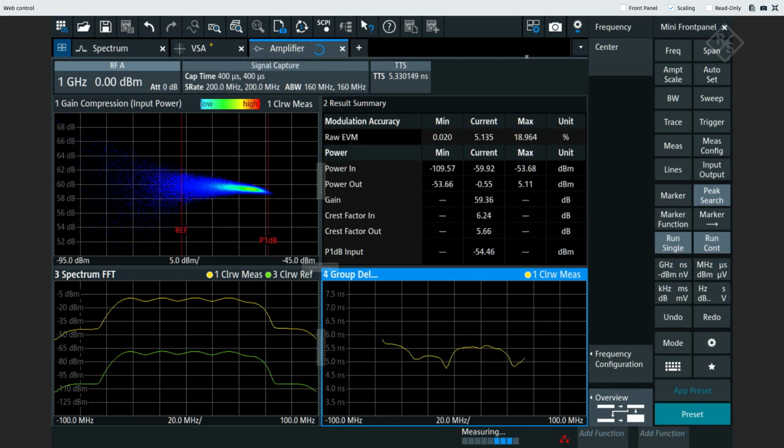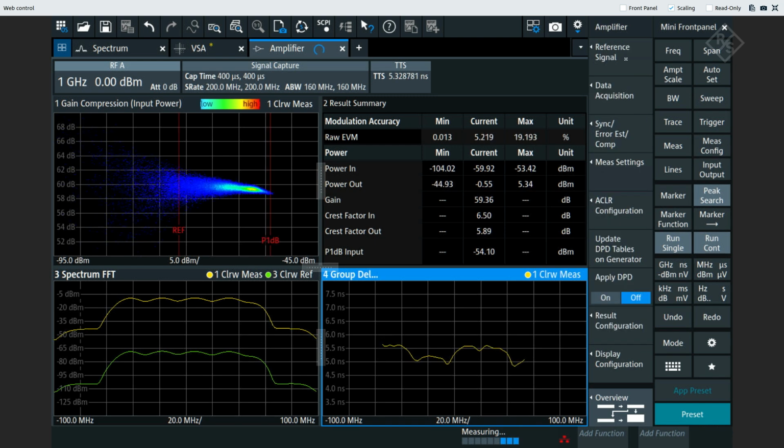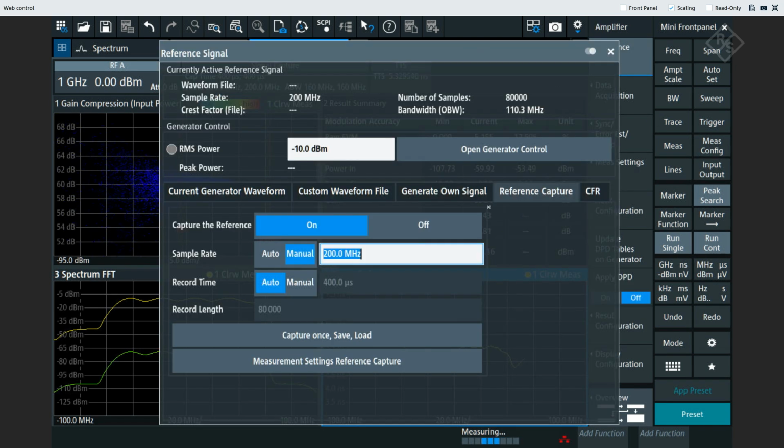So for the component characterization, we'll use the amplifier measurement personality again. In this case, we have configured it for a dual channel application only. So there is no generator connected. We don't know what the signal or the stimulus is that is going into the device under test. However, we have activated here our reference capture. So we're capturing on both channels, RFA and RFB, at the same time.